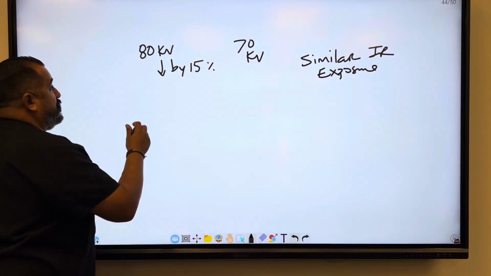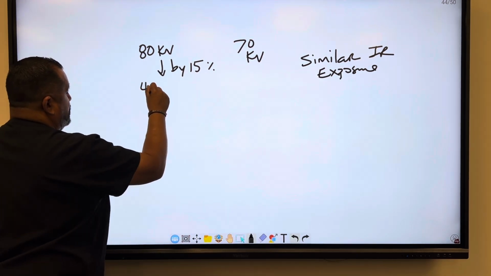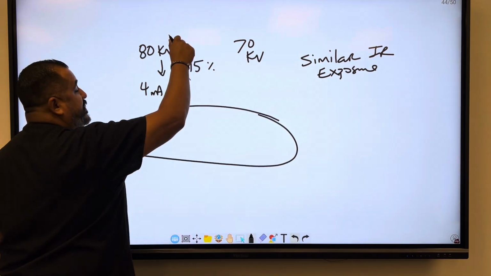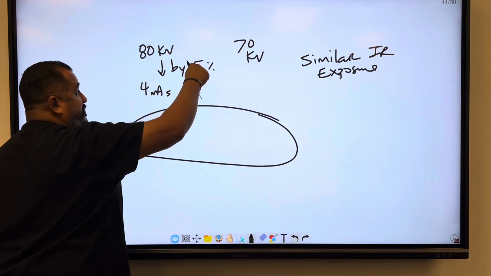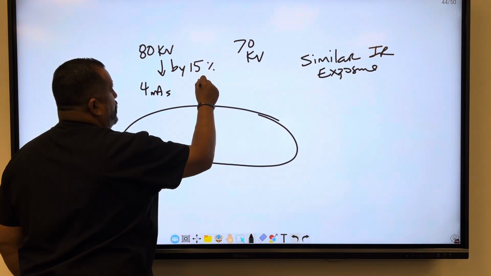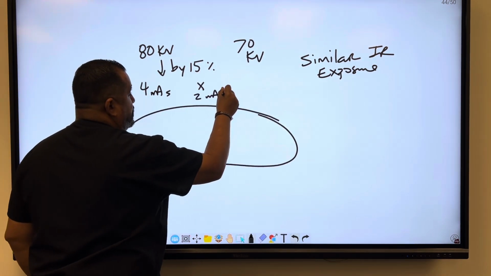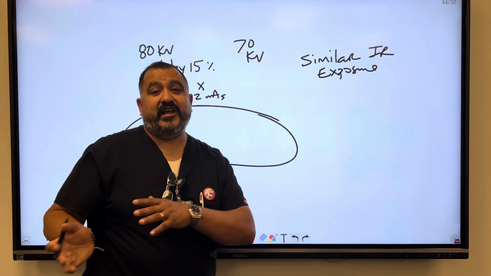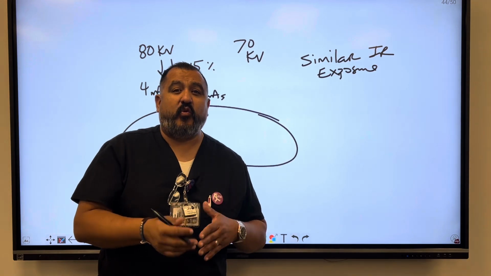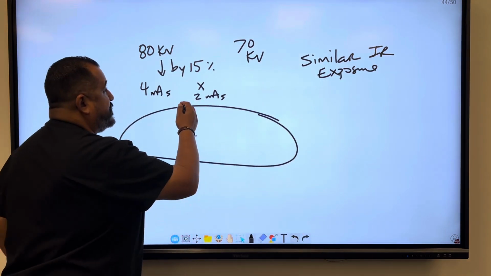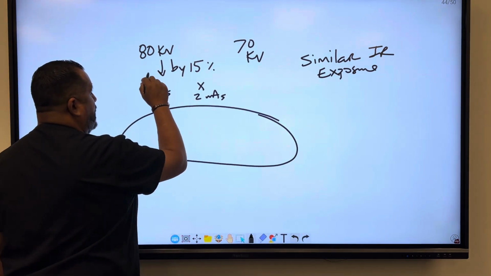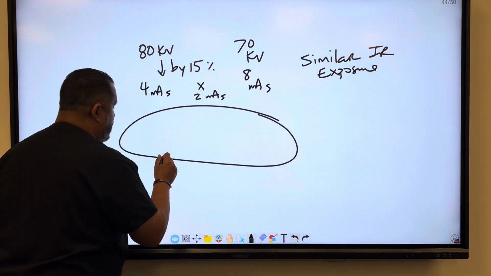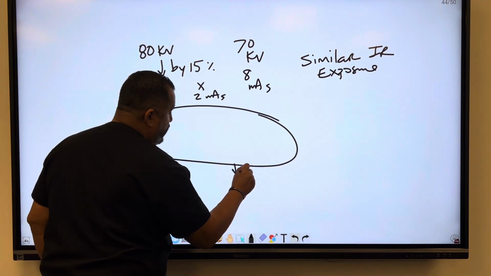All right, so if we're using 80 kV at 4 mAs, and we're taking an X-ray, and now you're cutting your kVp down by 15%, and if they want to keep it the same, well then guess what we have to do? We have to double the mAs. You're going to have to double the quantity. Because you're taking away some of the force, you're going to have to supplement that with more quantity, more mAs. So if we use 4 mAs here at 80 kV, well then we would use 70 kV at 8 mAs. And you'd get the same amount of exposure that's going through the object.